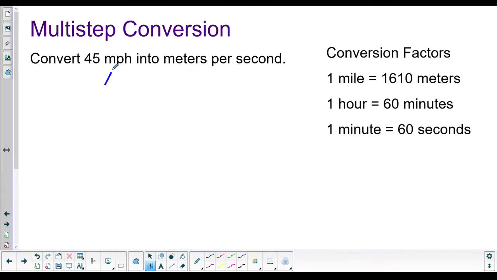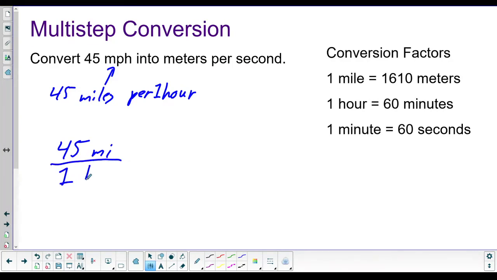So first, let's look at this unit right here. Miles per hour. You may not know it right now, but this is implying a fraction. There are 45 miles. MI is the abbreviation for miles, per hour. That means per 1 hour. So over 1 hour. So what miles per hour is telling you is if you drive for 1 hour at this speed, you will travel 45 miles. Okay.